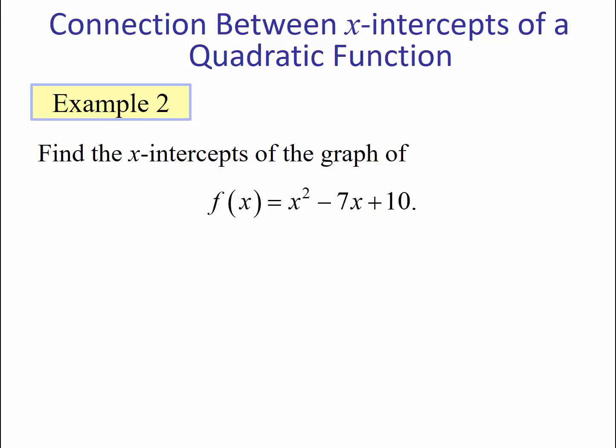Let's start with an example. Example 2. Find the x-intercepts of the graph f of x equals x squared minus 7x plus 10. Our first step is we let f of x equal 0. So now the equation becomes 0 equals x squared minus 7x plus 10. We need to solve this equation.